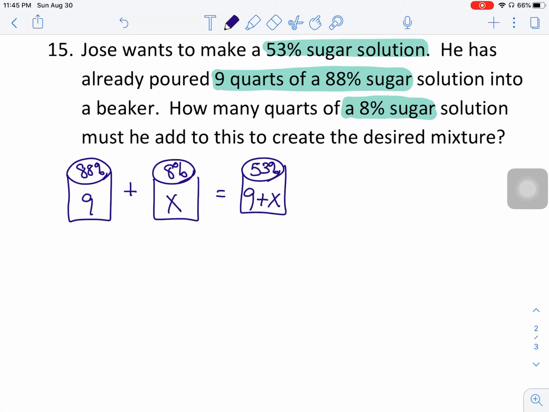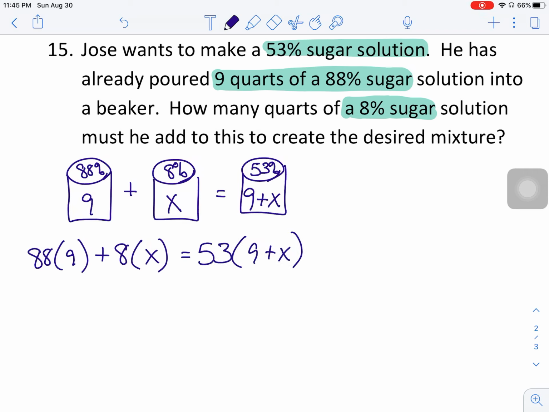So you've got 88% times your quantity of 9 plus 8% times your quantity of X is equal to 53% times your quantity of 9 plus X. And at this point, you have a linear equation to solve. You just need to figure out what X equals. So let's see what we've got here.